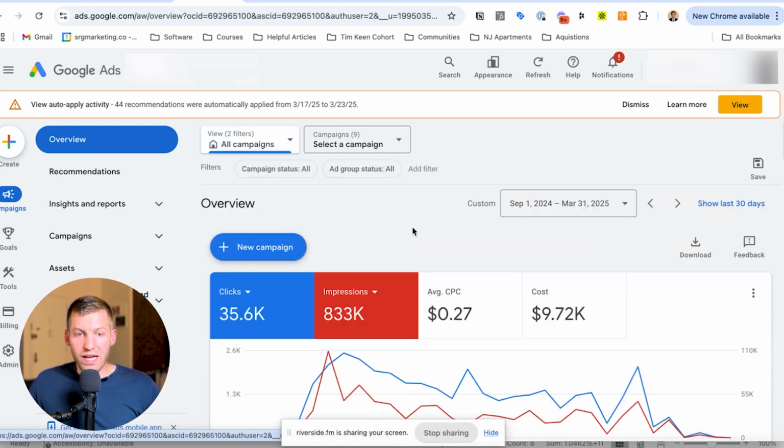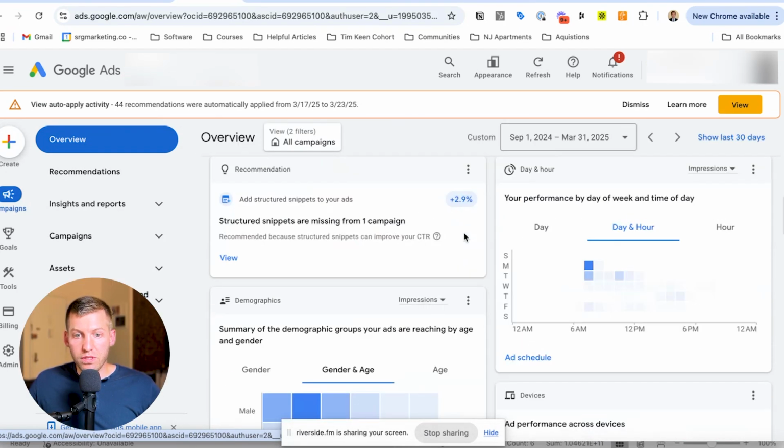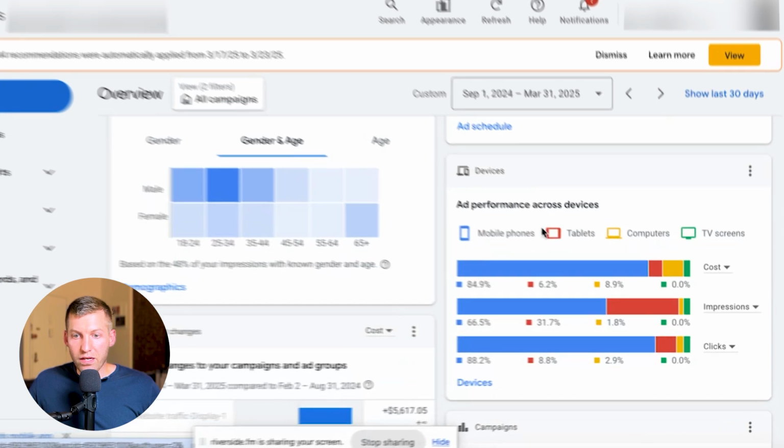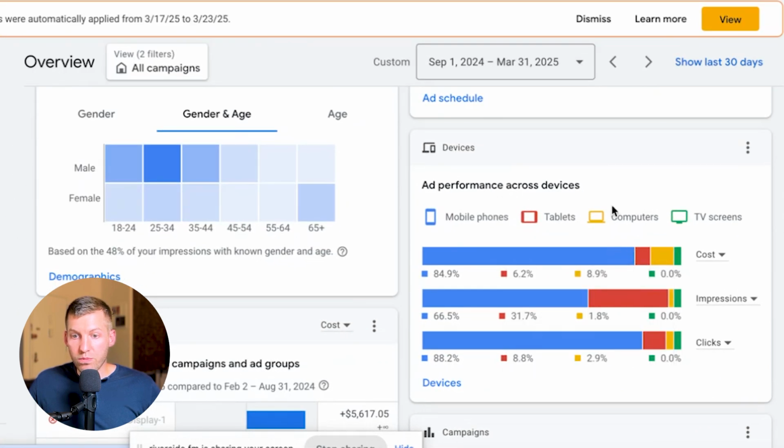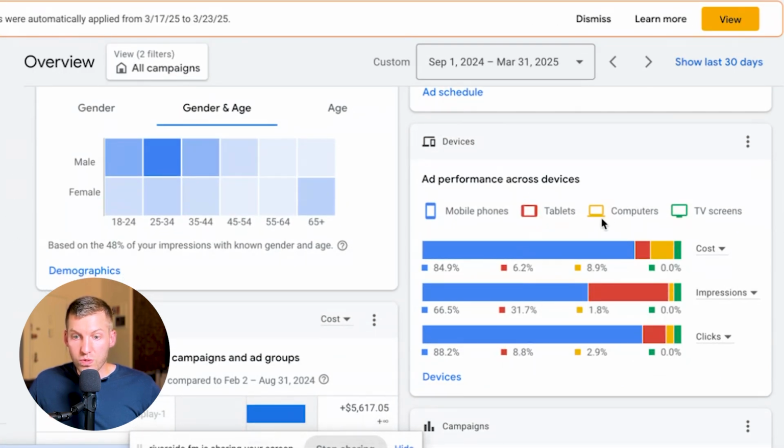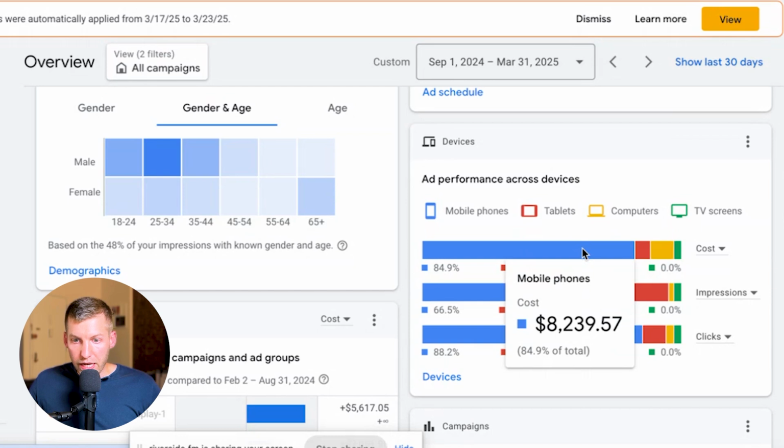If I'm looking at this account here, I can do this on the overview page. I can take a look at a breakdown of their device targeting and what the percentage of spend is. You can see here that 85% of their spend has gone to mobile targeting. So this is a huge opportunity here.